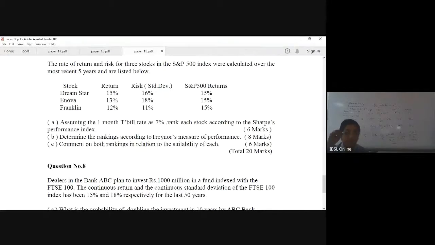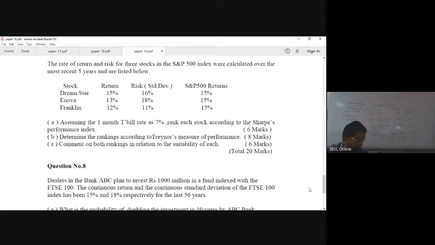So you get the Sharpe index value for Dreamstar. What you need to do is you get the return, the premium. Premium is return minus the treasury bill rate. That is the risk premium, we call it. Then the risk premium for Dreamstar comes as 15 minus 7, that is 8. 8% divided by 16%. So that comes as 0.5. So Dreamstar's Sharpe's index would be 0.5.